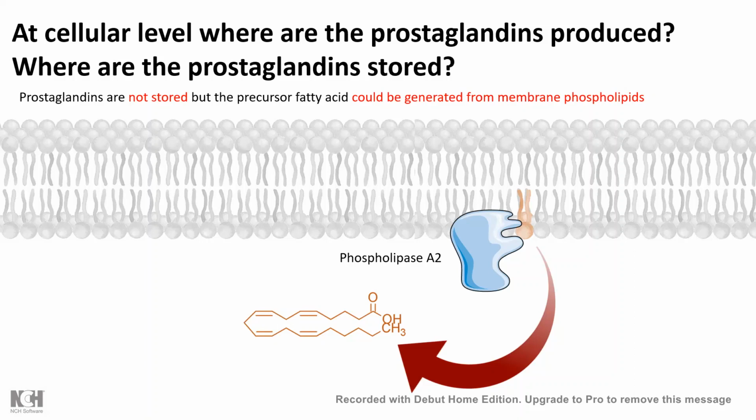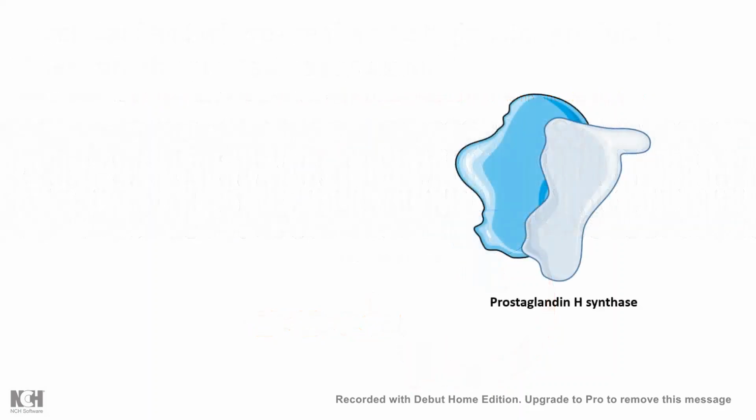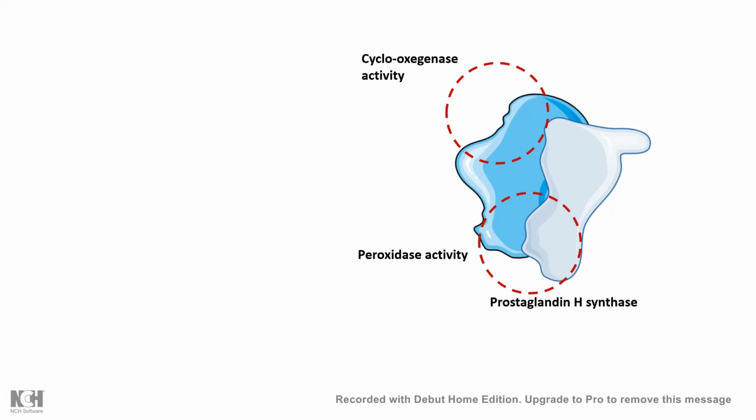So this is the crucial step. Whenever prostaglandin is required to be synthesized, phospholipase A2 releases arachidonic acid from the membrane phospholipids, and thereby prostaglandin synthesis can take place. Now, the key enzyme in the prostaglandin synthesis pathway is prostaglandin H synthase. Prostaglandin H synthase has two kinds of activities: one is cyclooxygenase activity, about which we will learn shortly, and the other is peroxidase activity.